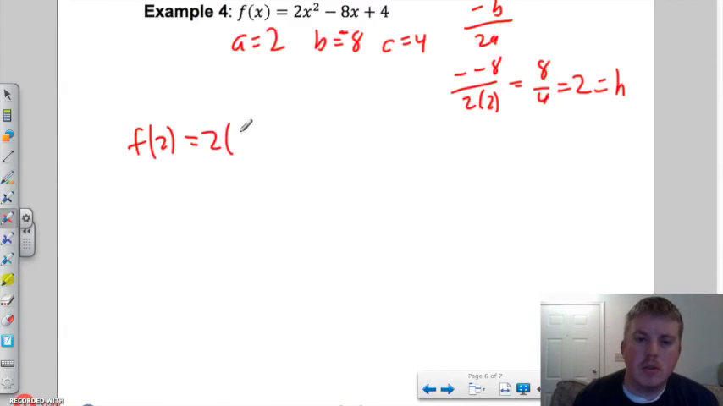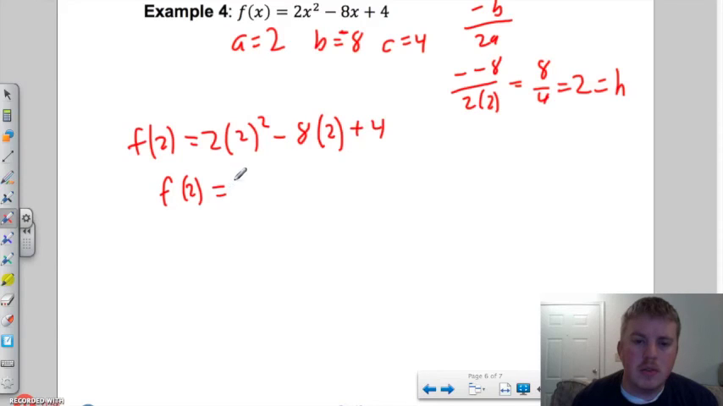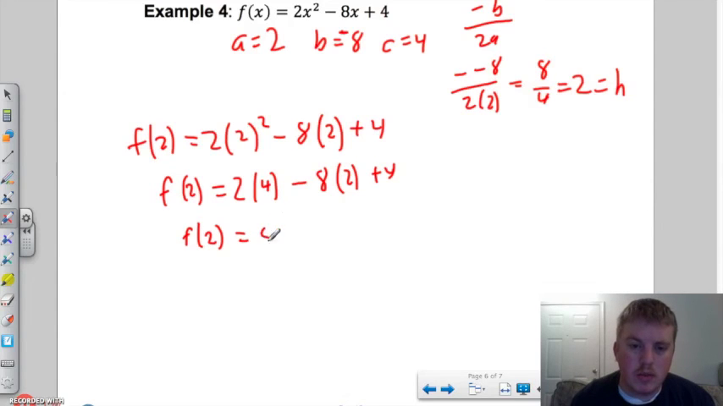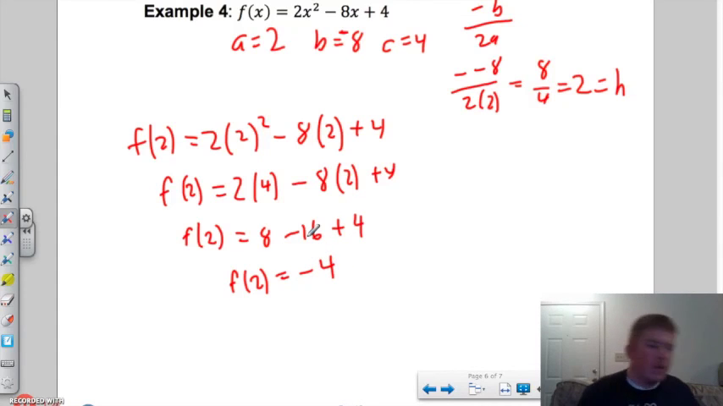Now we have to find our k, so I'm going to plug that 2 back in. So I'm going to do 2 times 2 squared minus 8 times 2 plus 4. F of 2 is going to give me 2 times 4 minus 8 times 2 plus 4. So I'm going to do my multiplication next. 2 times 4 is going to give me 8, and negative 8 times 2 is going to give me negative 16 plus 4. 8 minus 16 is going to be negative 8, and negative 8 plus 4 is going to be a negative 4 when I simplify that out. So I now have my k value.